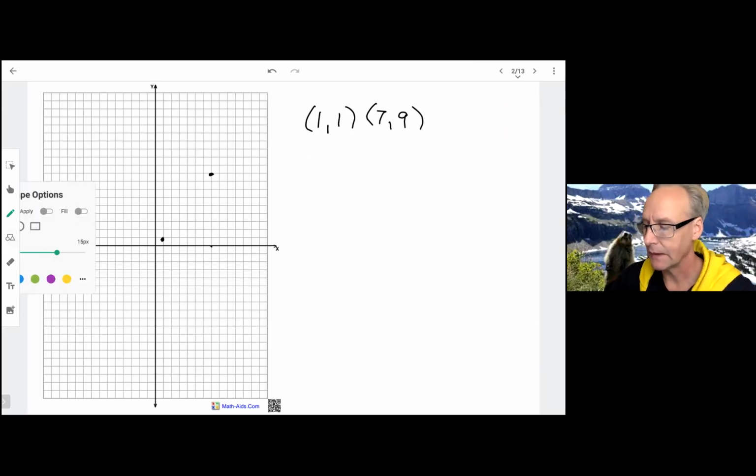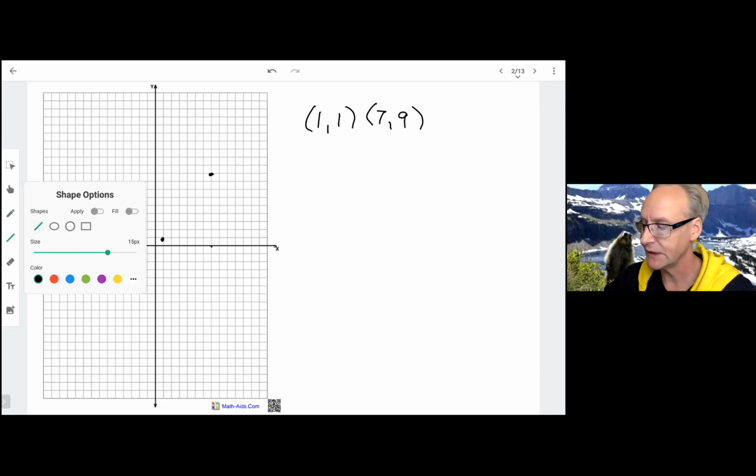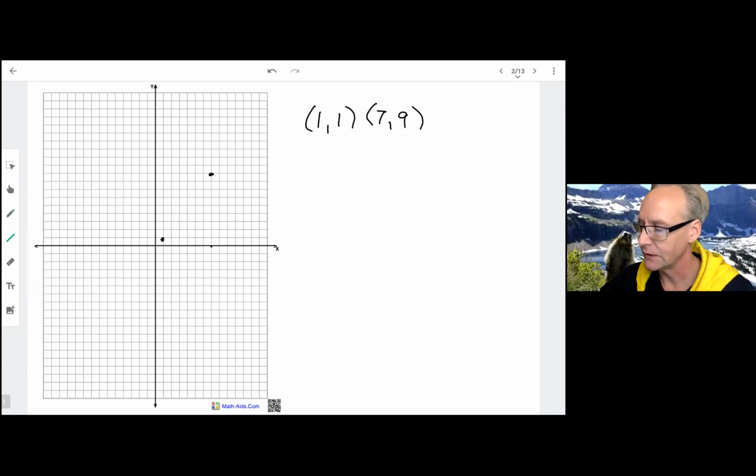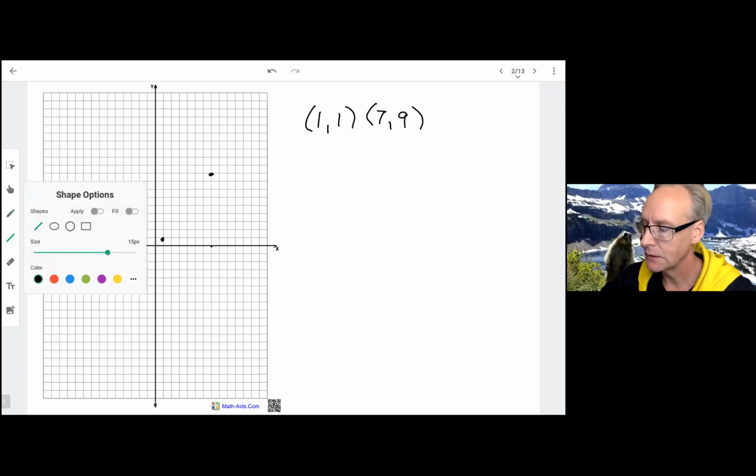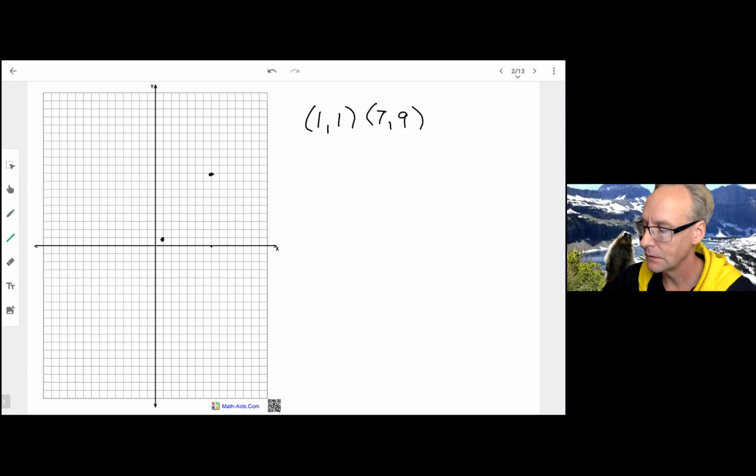Not sure if I can draw a line with this one. Let's see. Let's try a shape. Let's try a line between here. See if it lets me. Come on. I want to draw a shape. Okay, it looks good. There it is. Okay, so I have a line between these two.